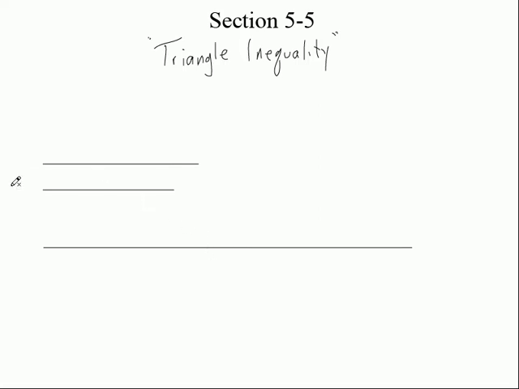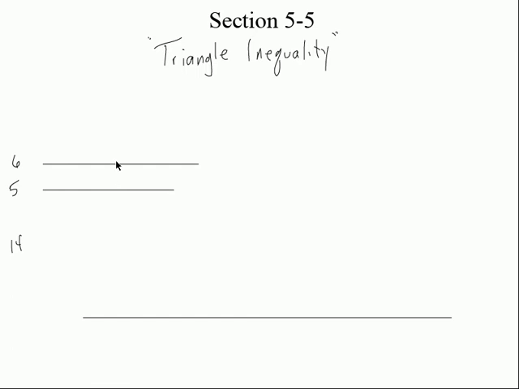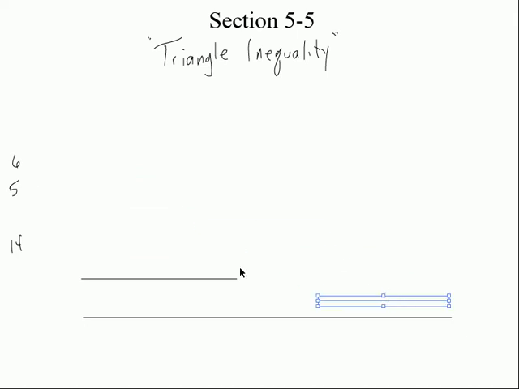Yeah, it's still 5, right? So what do we got? We got 5, 6, and what did I make this? 14? Okay, now this will be better. Now, can I make a triangle with those 3 lengths? Well, let's try it. We'll use this bottom one, just go horizontal, okay? And we'll take this one. What's not big enough? That's right, these 2 smaller sides.